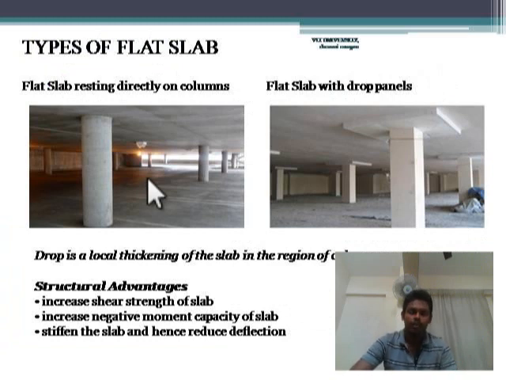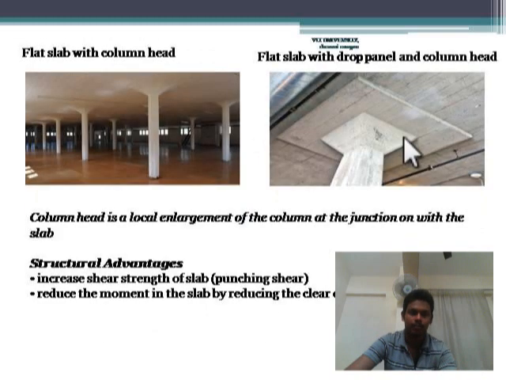Types of flat slab. There are four types of flat slab. Flat slab resting directly on columns. Flat slab with drop panels. Flat slab with column head. Flat slab with drop and column head. These are the four types.